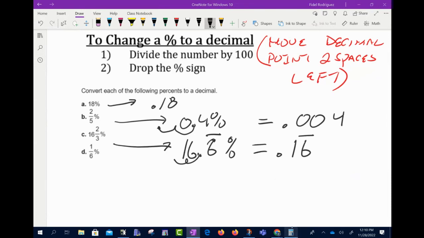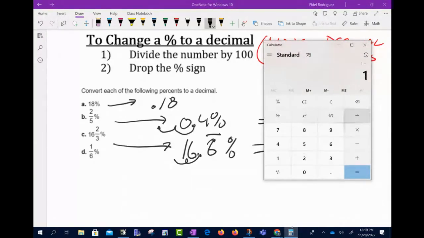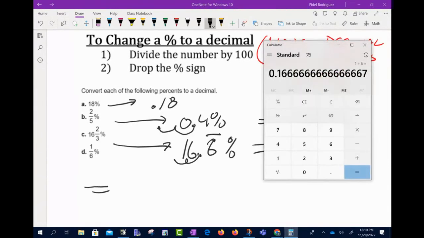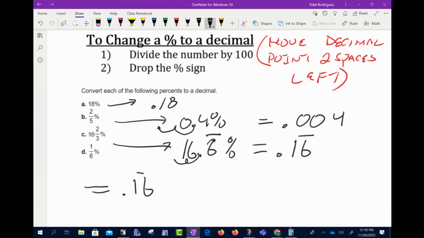And then 1/6%. So let's do the same thing here. Let's take 1 divided by 6. Okay, so 1 divided by 6 is what? 0.1 with a 6 and a bar going. If I move my decimal point 2 spaces to the left, 1, 2, I'm going to have not 2 zeros, just 1. 0.0016 with the bar repeating. Okay.